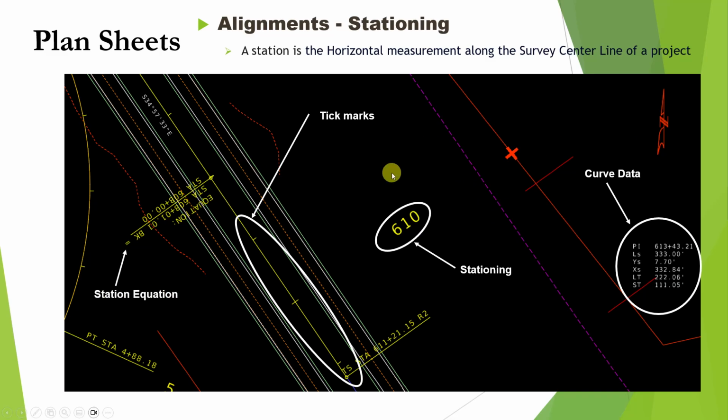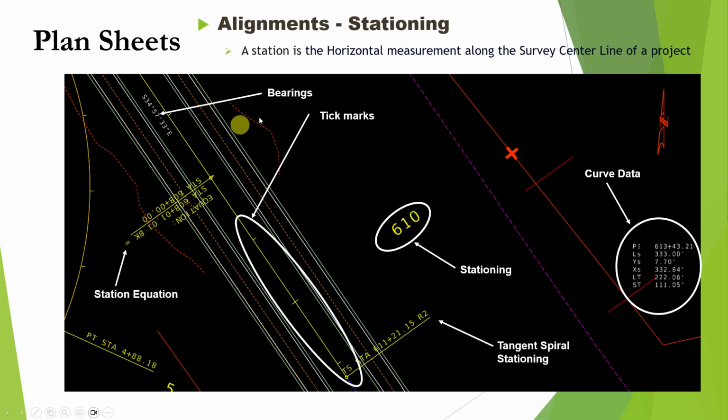You also see if there's a station equation, you're going to see it on the plan sheets as well. In this case here, it says that station 608+01.01 is now going to be station 608+00. So they wanted to even that station out from this point on. Okay, so that's why they do it, and we'll talk more about equations later on.